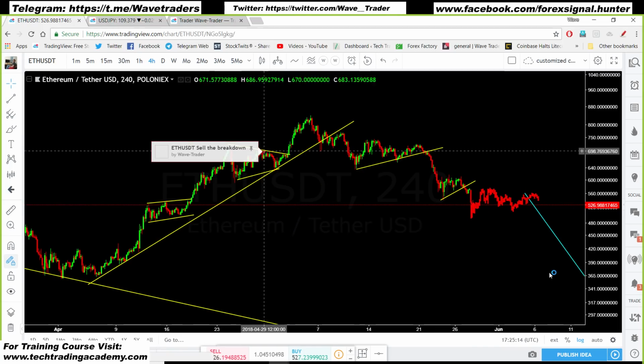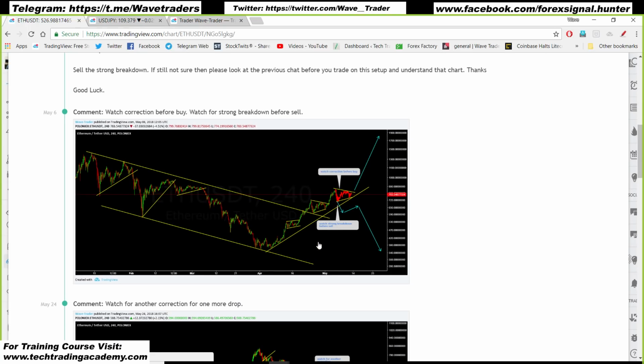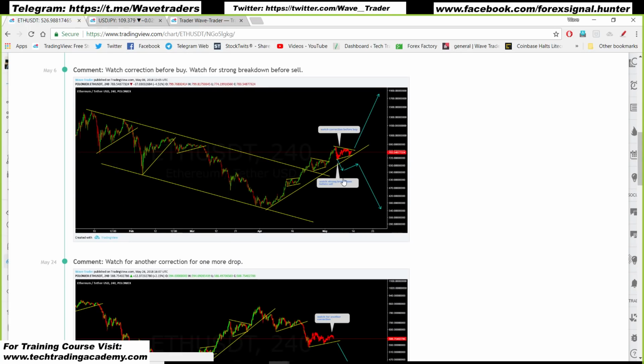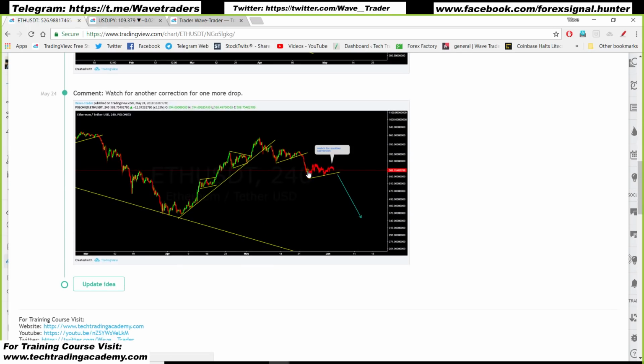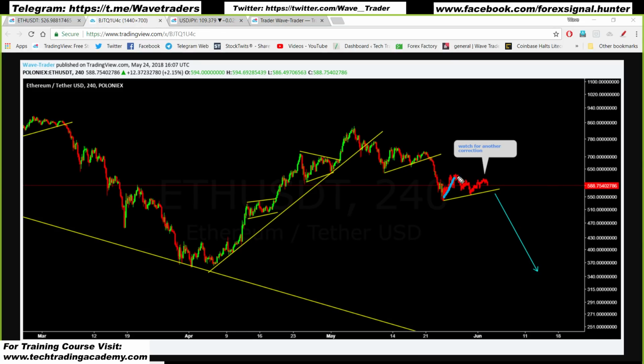All right, so let me show you the past chart so that you can get the idea. Okay, so that's what we were looking for, aggressive sell or correction. Another correction, simple. You see that? Another correction. One more drop, this area. Longer term buy, short term sell. Okay, make sure you trade carefully for sell on Ethereum.